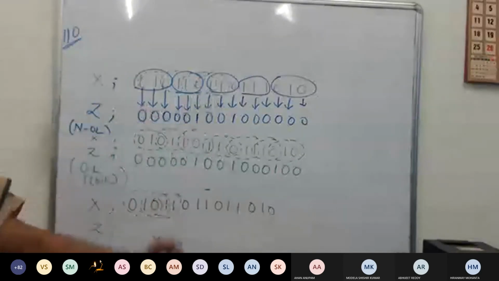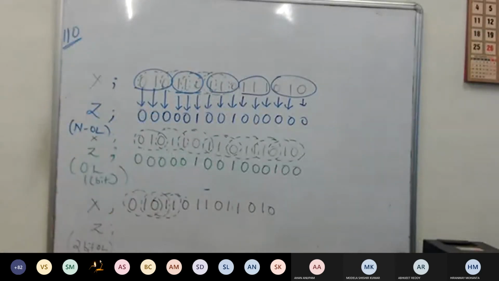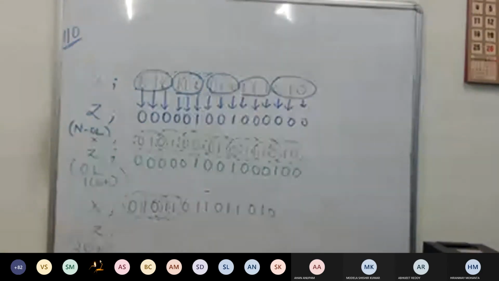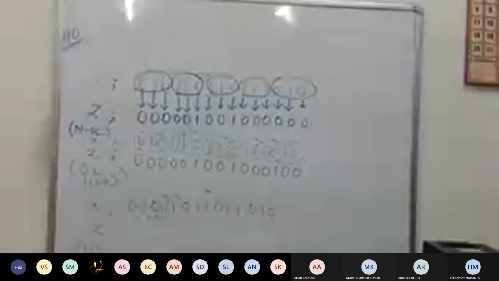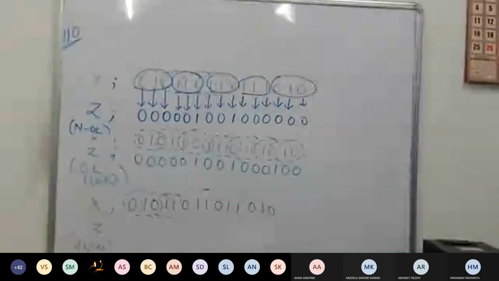Now can you just give me the Z value? Detect the same sequence 110. Hello guys, are you there? At the fourth one, ma'am. Yes, ma'am. Yeah, please. Now give me the Z value. After finishing, then give me the Z value. I will tell.